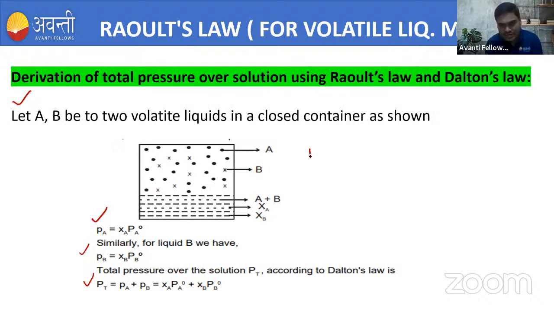So just remember this, a very important thing. The total pressure comes out to be P naught A into the mole fraction of that component, plus P naught B into the mole fraction of that component. So PT is equal to P naught A XA plus P naught B XB. So this is all about it, right?